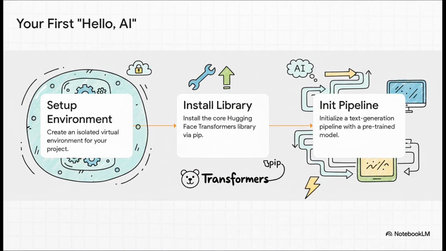First, you set up a nice, clean virtual environment so your projects don't get messy. Then it's literally one command in your terminal, pip install transformers, and boom, you've got the main library. That's it, you're ready to go.